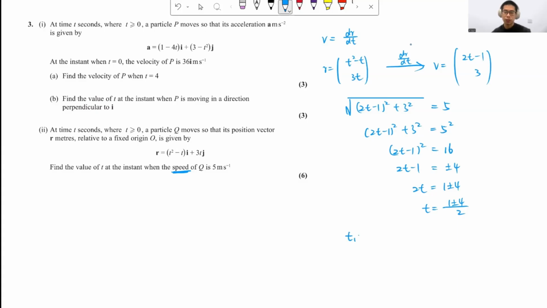So that means the first value is 1 plus 4, which is 5, over 2. And the second value would be 1 minus 4, which is negative 3 over 2. And then again, t cannot be negative, so this is not valid. So this will be our only solution. So time is equal to 5/2.